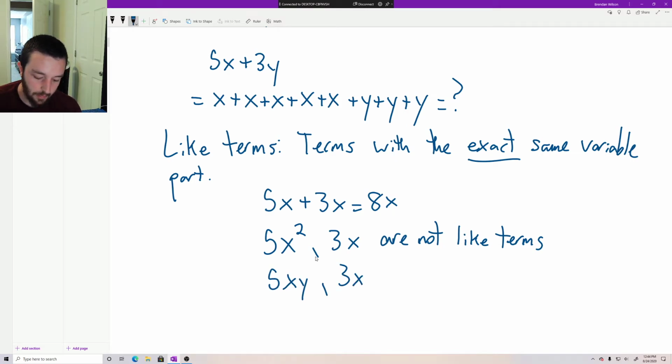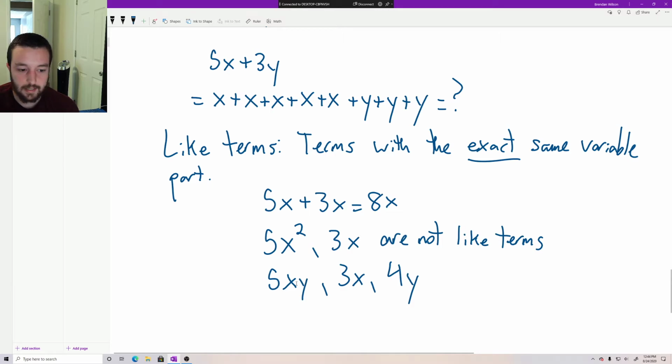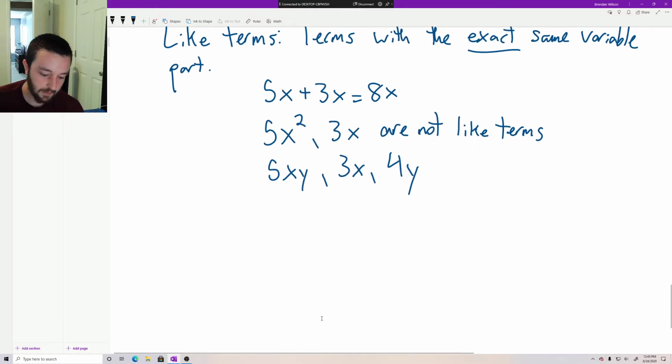5xy, 3x, 4y. These are all different terms. They're not like terms, right? This one has an x and a y. This one has just an x. This one has just a y. If x was, say, 2 and y was 3, then this number's 2, this number's 3, this number is 6, right? The xy part. So they're all different, so we can't put them together. Okay.